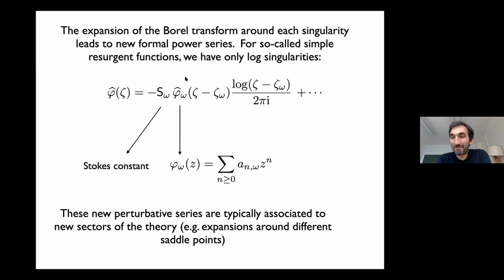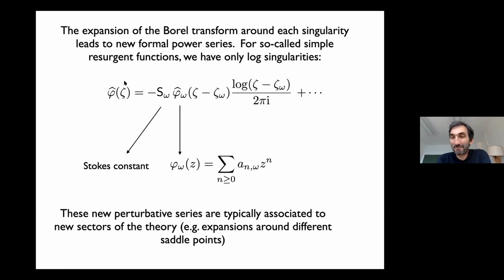So the way you generate these functions is very easy. You just take this Borel transform and you expand it around each additional singularity, and this leads to new formal power series. Now, in this talk, I will restrict to a very simple type of functions, which are called resurgent functions, in which you only have logarithmic singularities in this analytic continuation procedure. And this is enough for the purposes of the examples that I will be studying.